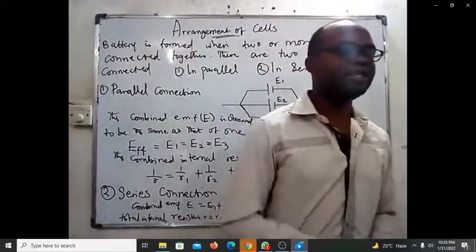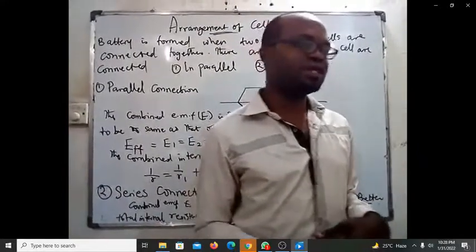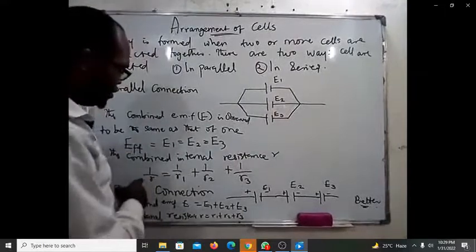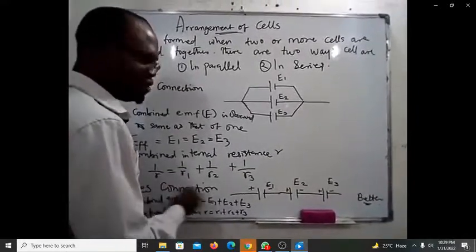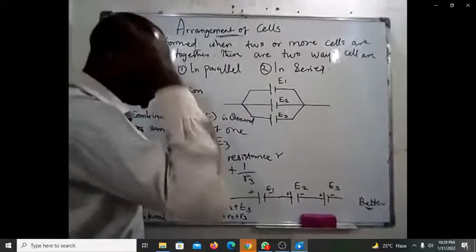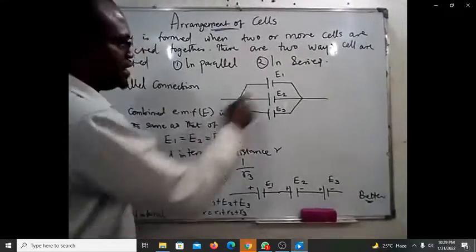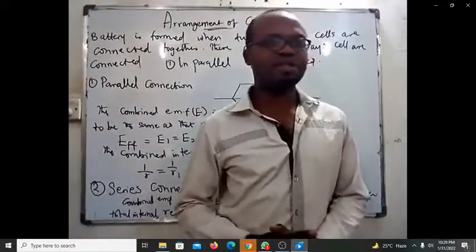There are two arrangements for cells in a battery. It's either that the arrangement is parallel or series. And how you calculate the effective EMF or resistance depends on the arrangement. If it is parallel, the reciprocal of the effective resistance is equal to 1 over resistance 1 plus 1 over resistance 2 plus 1 over resistance 3. Whereas their effective EMF is the same as the individual EMFs. Is that clear? Please get that in mind, because we are going to be solving calculations now.